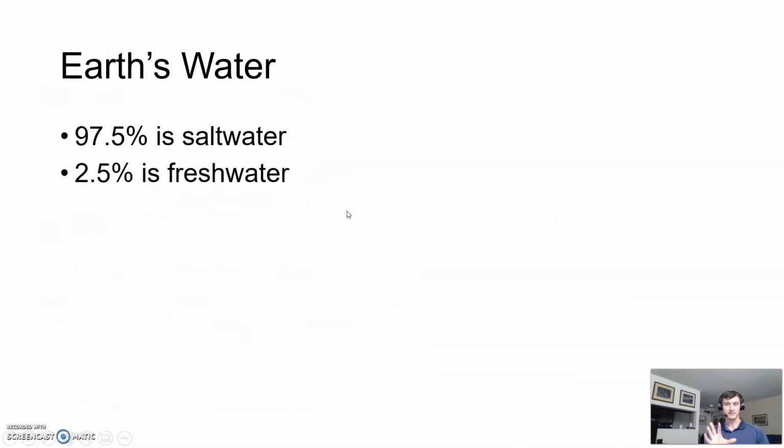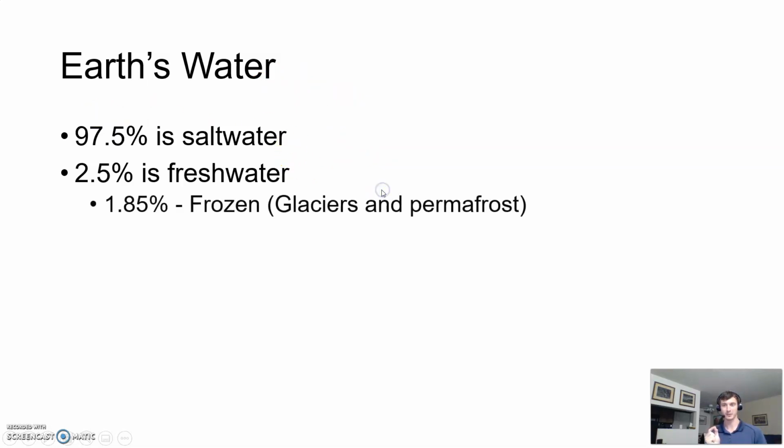Just to recap, 97.5% roughly is salt water, 2.5% is fresh water. Now, you might remember, it was 96.5% on the other page because it had separated the oceans from other salt water. We put those two together and get 97.5% salt water, 2.5% fresh water.